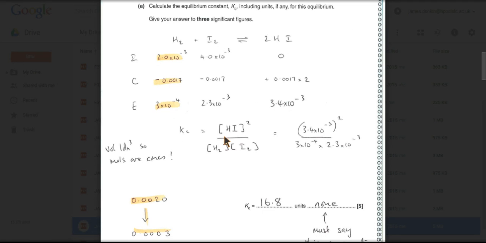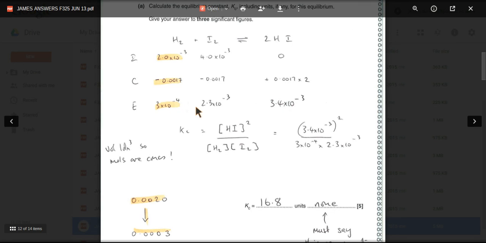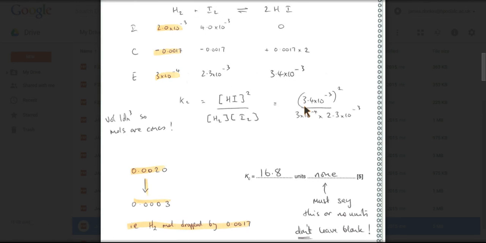We would then write our expression for Kc. So it's the concentration of the products squared over the concentration of the reactants. Because the volume of the container was 1 decimeter cubed, these moles are effectively concentrations. If the volume was not 1, you'd need to divide these by the volume in decimeters cubed to get them into concentrations, but we don't need to do that here. So we feed these numbers in, and to 3 significant figures, there's your answer.